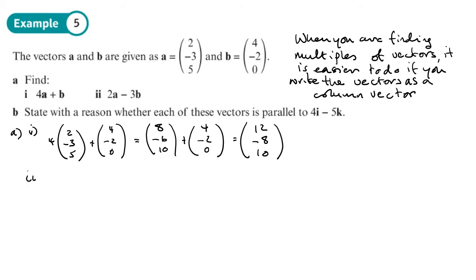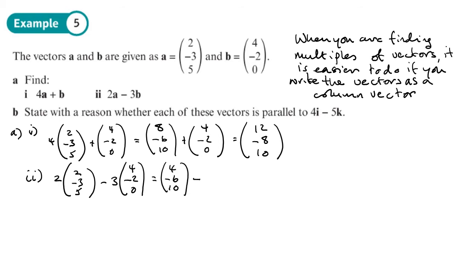Right, part 2, we're doing 2 lots of A, 2, -3, 5. We're taking away 3 lots of B, so 4, -2, 0. So multiply the first one by 2, so 4, -6, 10. And we're going to be taking away 3 lots of 12, -6, 0. So 4 minus 12, -8. -6 minus -6, -6 plus 6, 0.